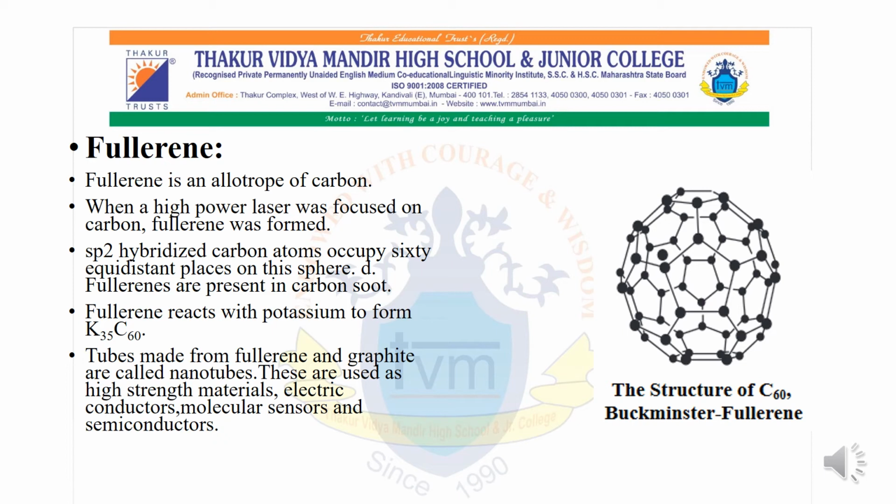Fullerenes are present in carbon soot. Fullerene reacts with potassium to form K3C60. This compound is a superconductor of electricity at 18 kelvins. It reacts with transition metals to form catalysts. Tubes made from fullerene and graphite are called nanotubes. These are used as high strength materials, electrical conductors, molecular sensors and semiconductors.